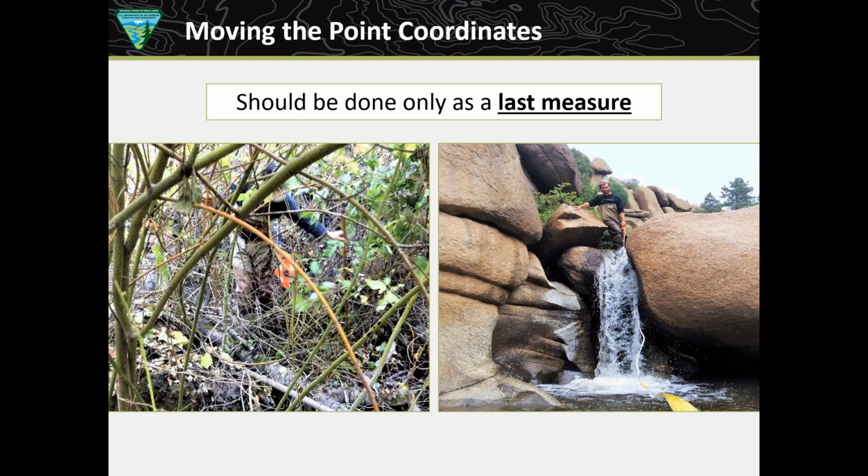Moving the point coordinates, however, shall only be done as a last measure. A reach should not be moved, for example, to avoid annoying vegetation or semi-difficult terrain. The point coordinates should only be moved if it's the only way to make 5 transects of the reach sampleable. On average, sites are moved 20% of the time.